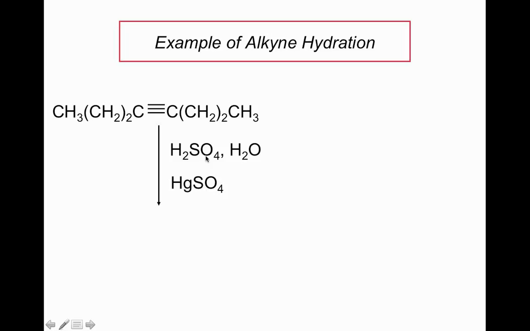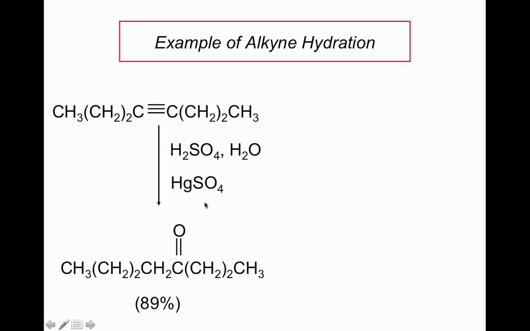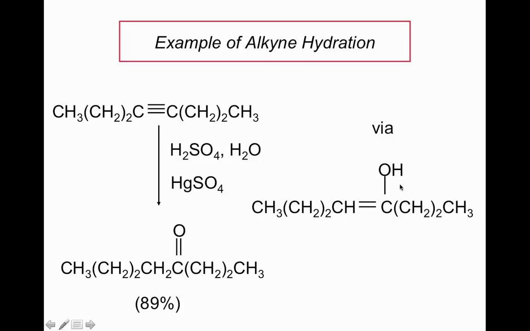Here we have an example of an alkyne hydration reaction. We're combining together an alkyne with sulfuric acid in water in the presence of the catalyst mercury sulfate. Our expected product, of course, is the enol, but don't forget that the enol tautomerizes into the ketone to produce this as our final product via the enol intermediate.